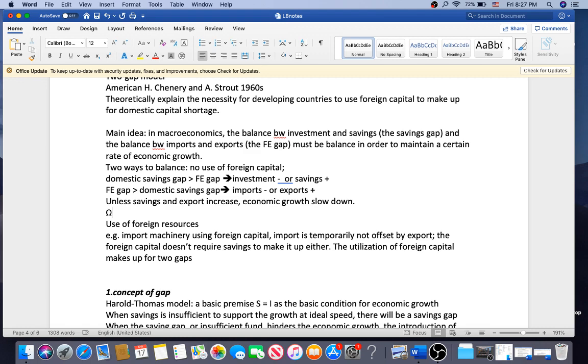Therefore, the country must enhance the utilization rate of the foreign capital and make it indirectly or directly promote the export increase, and therefore increase the savings and increase the solvency.